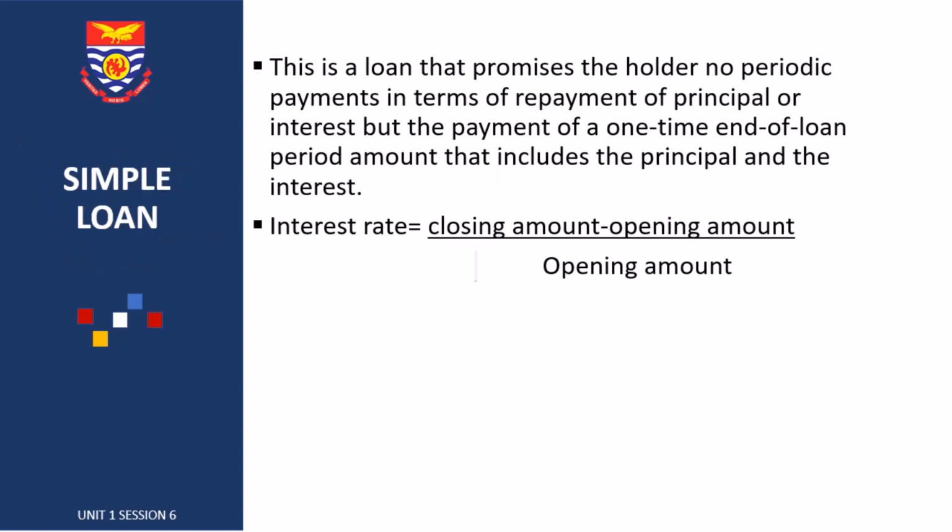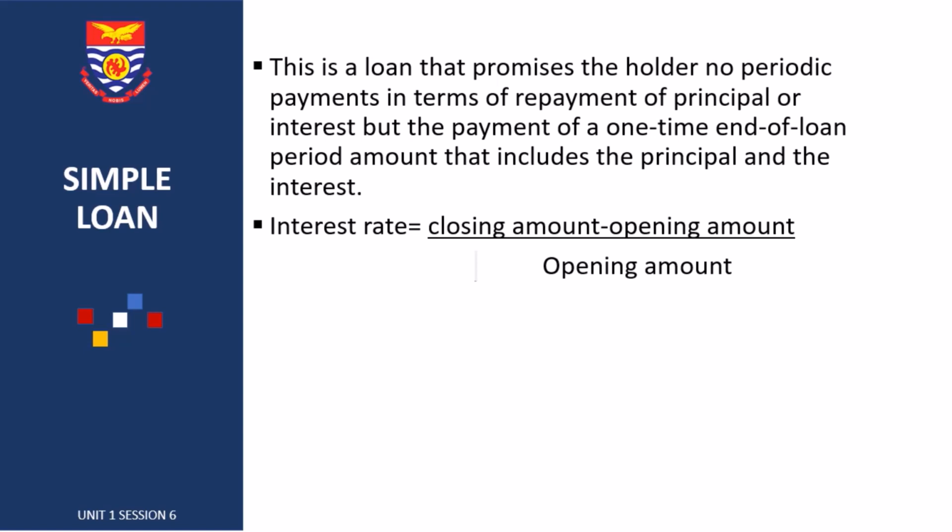So the first interest rate determination loan we consider is a simple loan. Here we are saying that a simple loan is a loan that promises the holder no specific payment in terms of repayment of the principal or interest, but the payment of a one-time end of loan period amount that includes the principal and the interest.